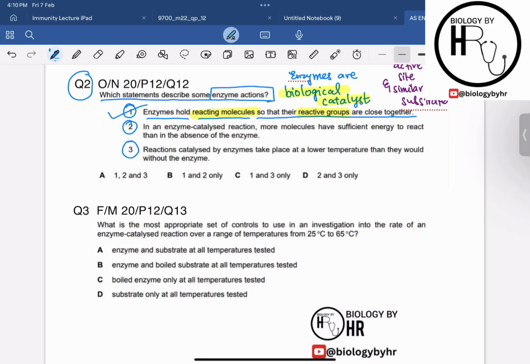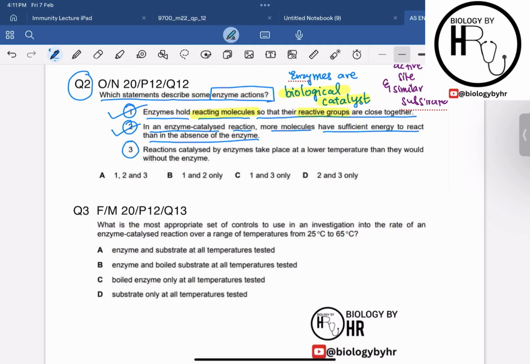Now let's read statement 2 over here. It says that in an enzyme catalyzed reaction, more molecules have sufficient energy to react than in the absence of the enzyme. Yes, right. Why? Because we know that the catalyst decreases the activation energy. And if it decreases the activation energy, which means that more molecules have the energy to react than in the absence of the enzyme, right? More molecules will be having the sufficient energy to react. So hence statement 2 is also correct.